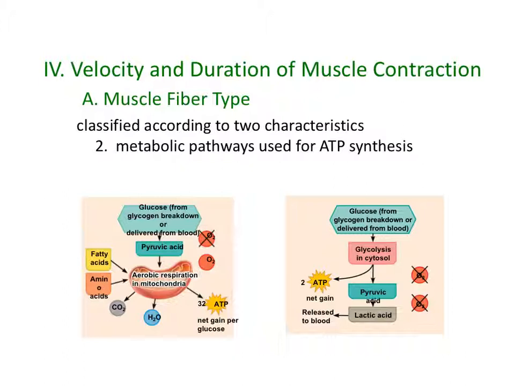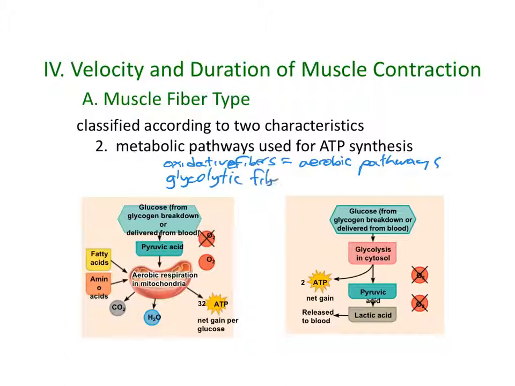And so there's two options. You can have oxidative fibers, which use aerobic pathways, and then glycolytic fibers, which use anaerobic pathways, namely glycolysis. And this is just showing oxidative on the left, glycolysis on the right.